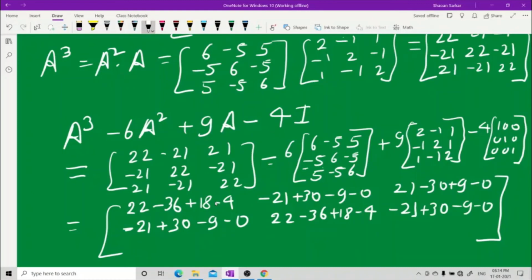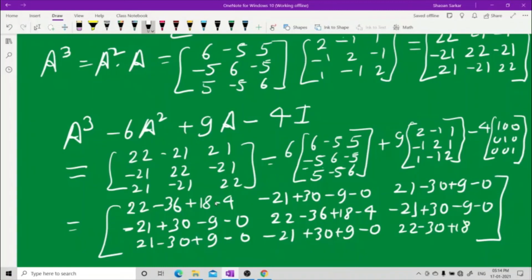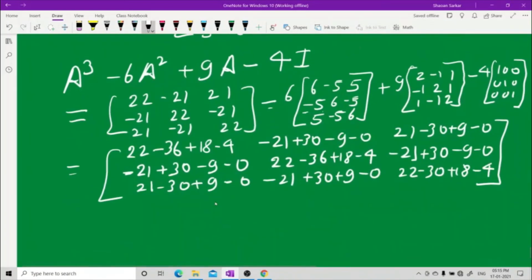The last is 21 minus 30, 21 it is, sorry, let me rewrite it. 21 it is. This is 21 minus 30 plus 9 minus 0. Then it is minus 21 plus 30 plus 9 minus 0. Then you have 22 minus 36 plus 18 minus 4. So now you get the answer: this whole thing becomes 0, 0, 0, 0, 0, 0, 0, 0, 0.